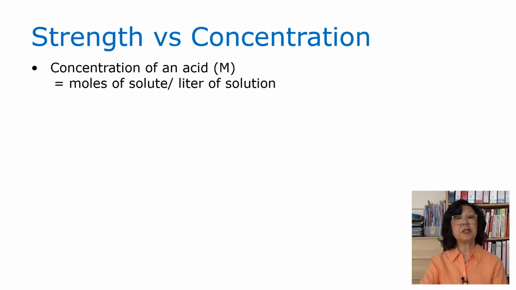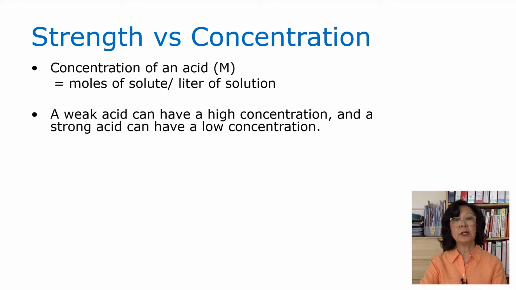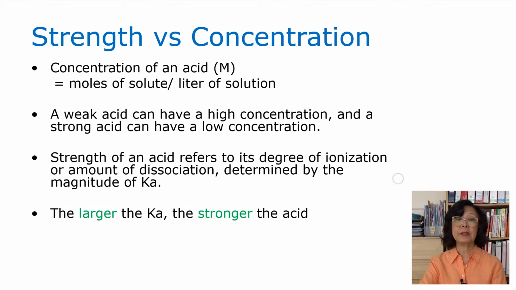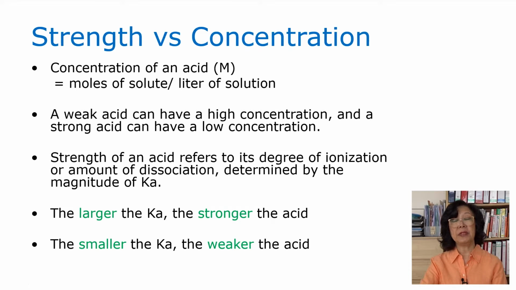Try not to be confused between strength and concentration. Concentration refers to molarity, which is moles of solute per liter of solution. You can have a weak acid with high concentration or a strong acid with low concentration. However, the strength of an acid refers to the degree of ionization determined by the magnitude of Ka. The larger the Ka, the stronger the acid, and the smaller the Ka, the weaker the acid.